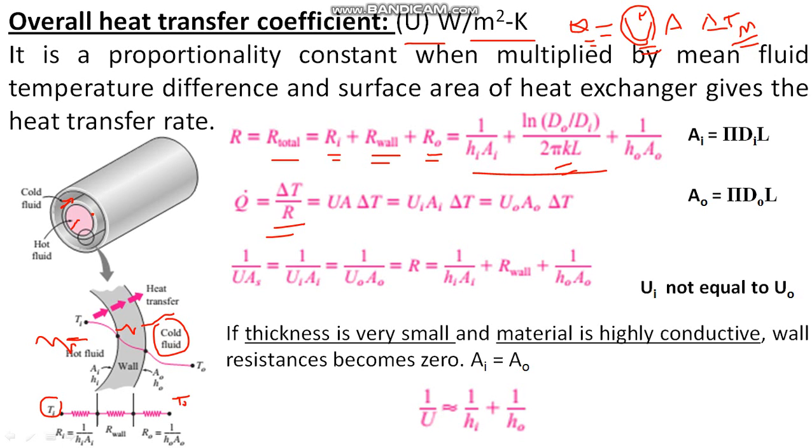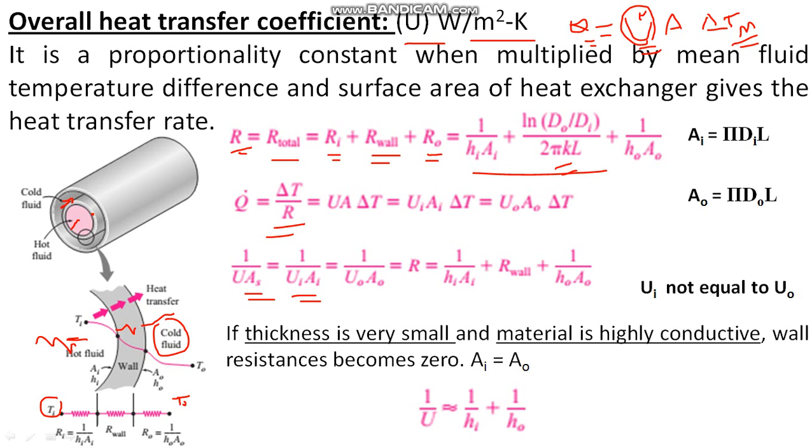I already told you the formula Q is equal to U A delta T, and Q is equal to delta T by R. If I put delta T by R, how can I write it? It means delta T by 1 by U A, correct? So 1 by U A is equal to R, correct? Here I put 1 by U i A i.